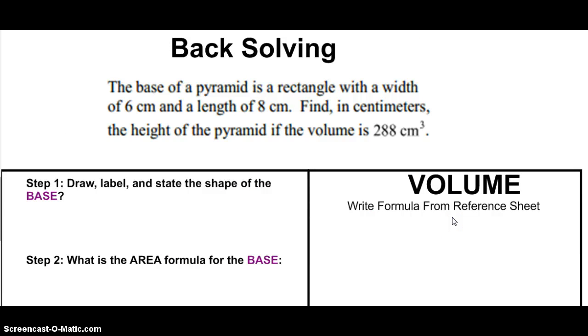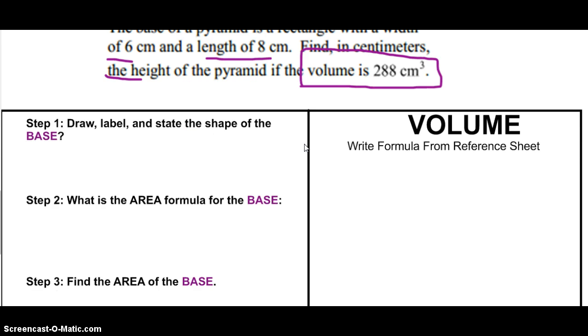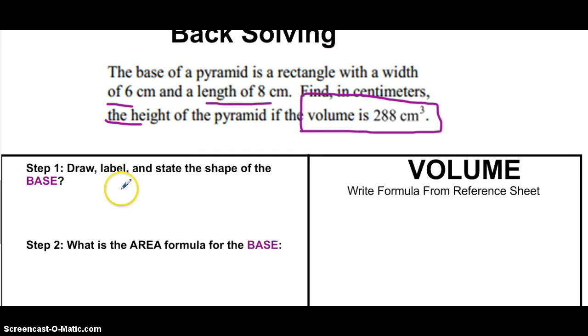All right, let's look at this guy. We're back solving. Back solving, the way I refer to that is when you are given the volume. So the base of a pyramid is a rectangle with a width of 6 and a length of 8. We're trying to find the height of the pyramid when we know the volume. I call this back solving, okay? And we're looking for the height. So nothing changes here. You're just going to, once again, draw the base. It tells you that it's a rectangle with a width of 6 and a length of 8.